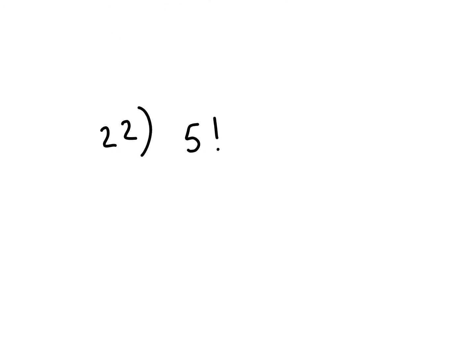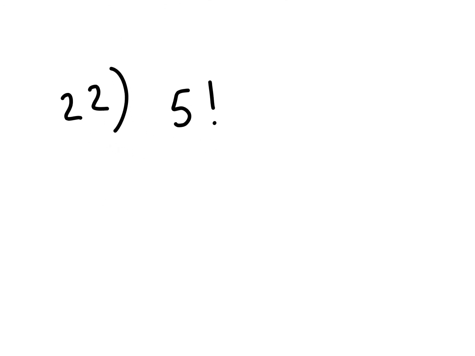All right, 22. These are factorials. So for factorials, when you have 5 with that little exclamation point, that means you multiply that number times every number that comes before it. So this is 5 times 4 times 3 times 2 times 1.